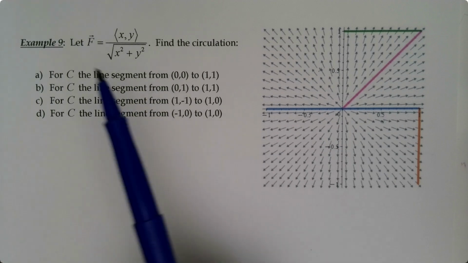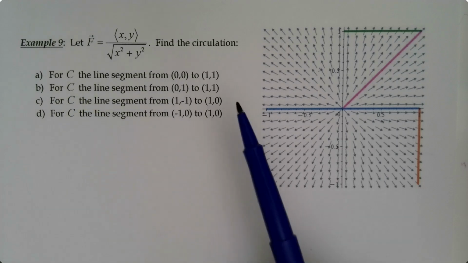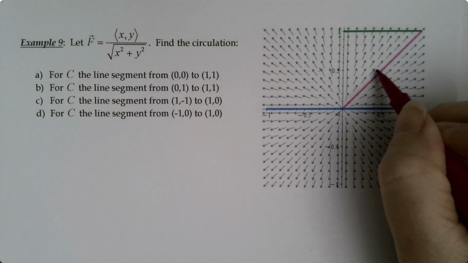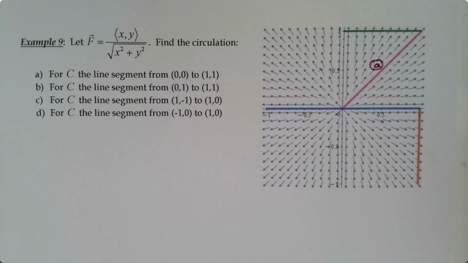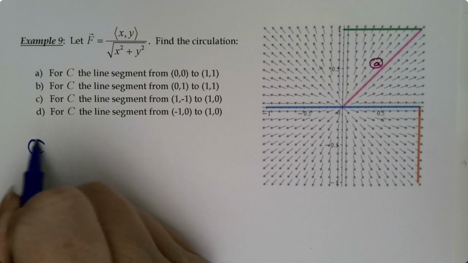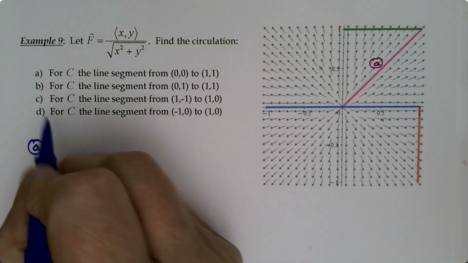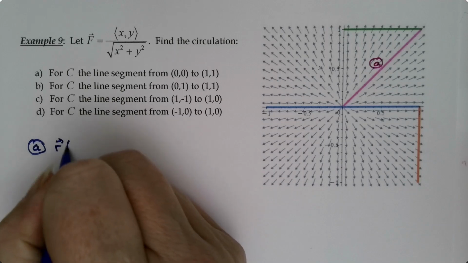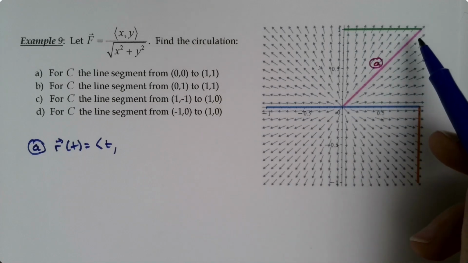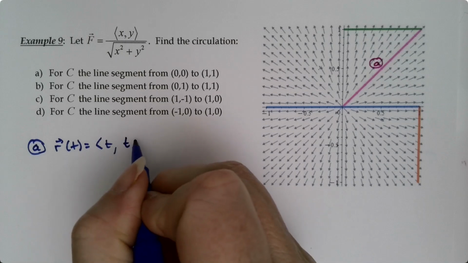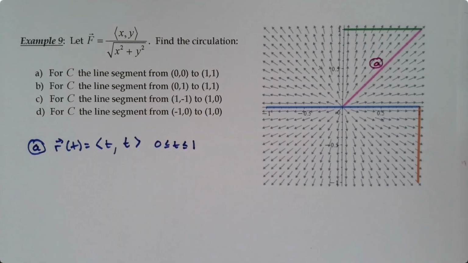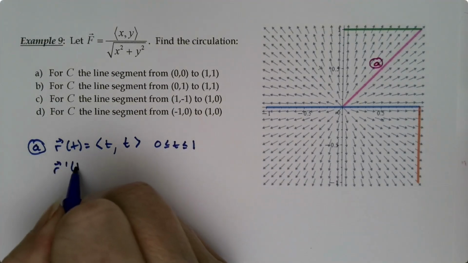Okay, so first one, we're going to look at the line segment C from 0, 0 to 1, 1, which is this pink one right here. So this is A right there. All right, so let's look at A. For A, we want to parameterize that section of it. R of t would be t, comma, t, that's a line segment of slope 1, for 0 less than or equal to t, less than or equal to 1. The derivative of that would be 1, 1.